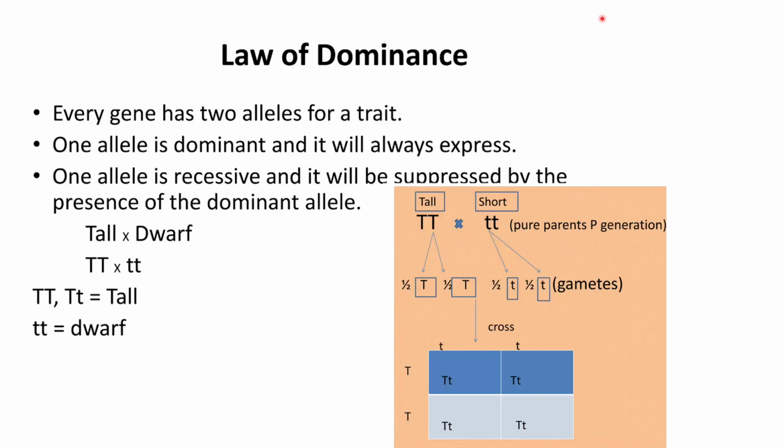Mendel's experiments laid the foundation to the laws of inheritance. One is the law of dominance. We just learned that every gene has 2 alleles for a specific trait or phenotypic characteristic. One allele is dominant and is always expressed, while the other allele is recessive and its characteristics will be suppressed by the presence of the dominant allele.